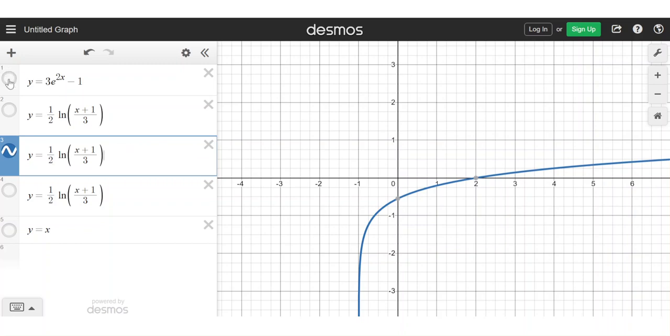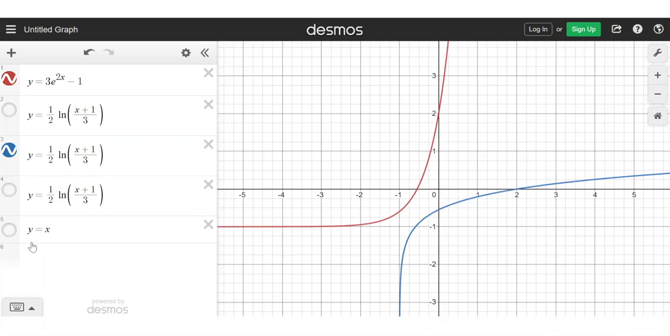Let's plot it against the original function. There, that's f. How can we double check that that's right? Well, we're going to plot the line y equals x. And what do we see? We see that our inverse function is indeed a reflection in the line y equals x.